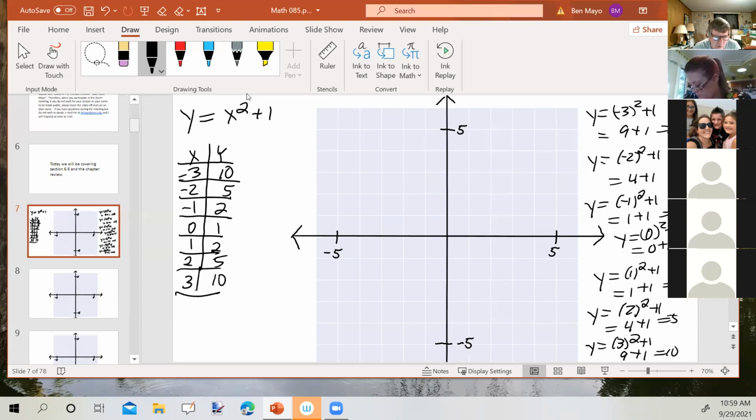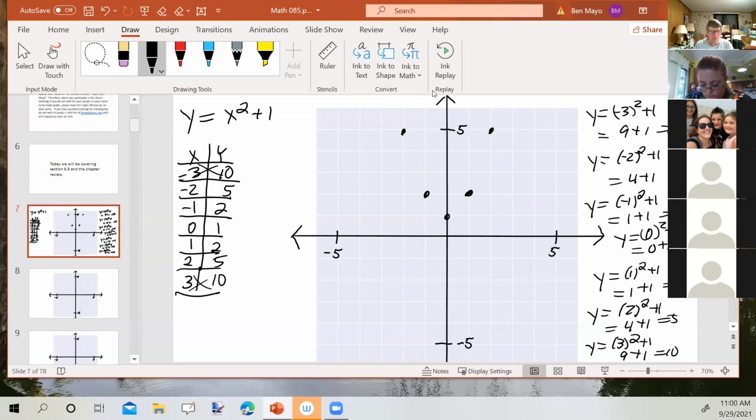Now, I didn't want to go to all the trouble of switching over to WebAssign and setting up a graph, so I'm just using this grid. -3, 10 wouldn't be on this particular grid. I'd have to change the scale. So I'm just going to leave that out. I'm not going to graph those. But when x is -2, y is 5. When x is -1, y is 2. When x is 0, y is 1. When x is 1, y is 2. When x is 2, y is 5.